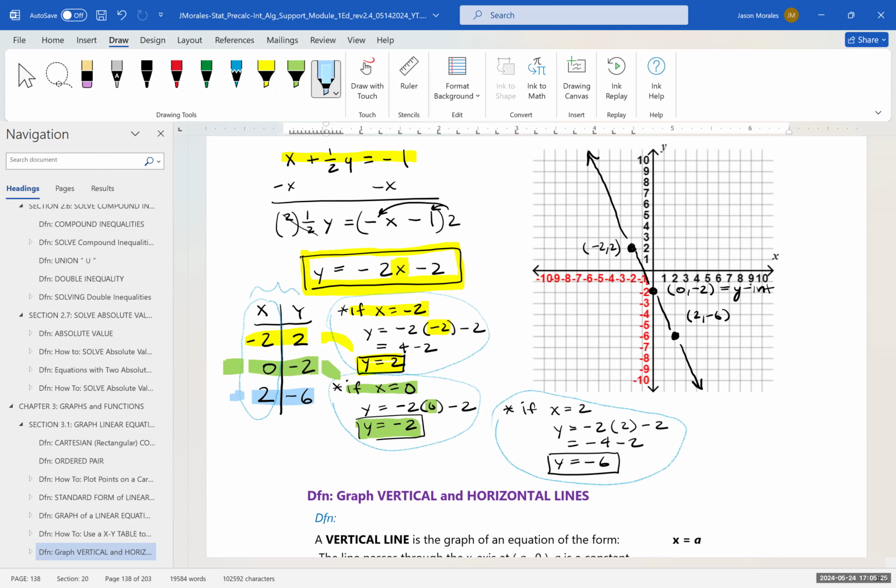Okay, then my next value of x I had chosen was 2. So then I said, well, what if x is equal to 2? So I substituted 2 in for x, simplified, and I got y equals -6. And that's what went in right there.